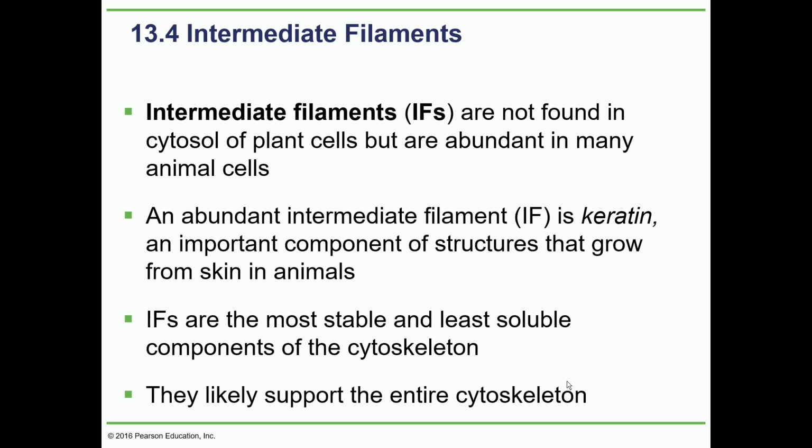Okay, the last one is intermediate filaments. They are very much abundant in animal cells, and the abundant intermediate filament is keratin, an important component of structures that grow from skin in animals, and they are the most stable and least soluble components of the cytoskeleton.